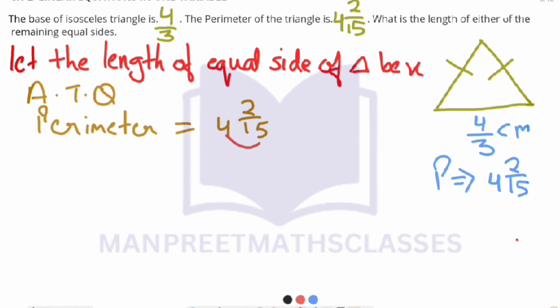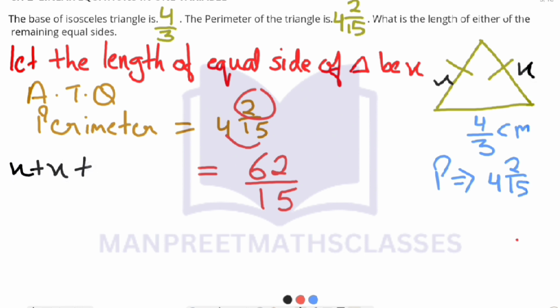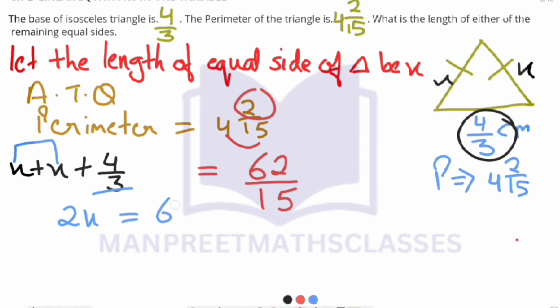So we'll solve it. 15 4s are 60. 60 plus 2 is 62. So perimeter is 62 by 15. And what is the formula? Sum of all sides. So here these two sides are x now. So x plus x plus third side is given to us, 4 by 3 centimeter. Now in next step we'll transfer this. यहाँ पर ये x और x 2x हो जाएगा is equals to 62 by 15 minus 4 by 3.